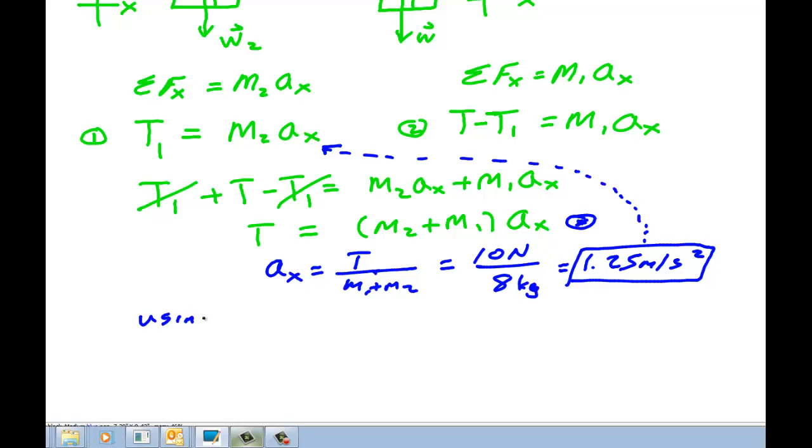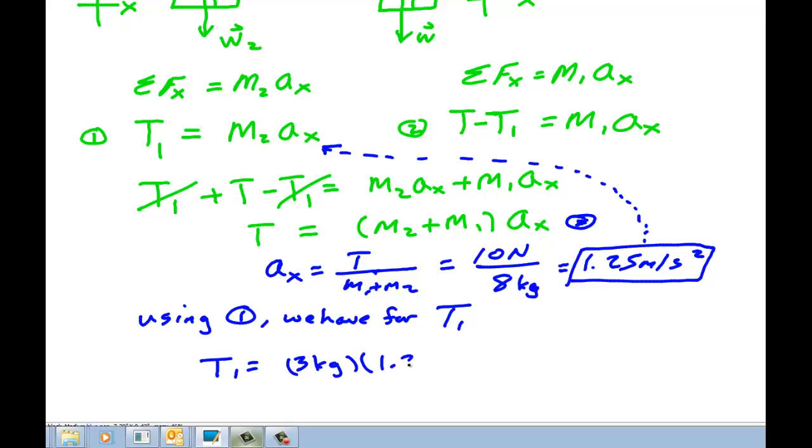Using equation 1, we have for T1 is equal to 3 kilograms times 1.25 meters per second squared, and that's equal to 3.75 newtons.